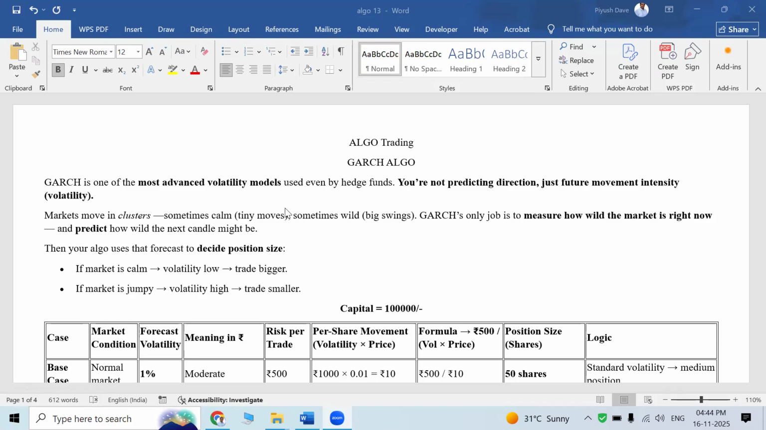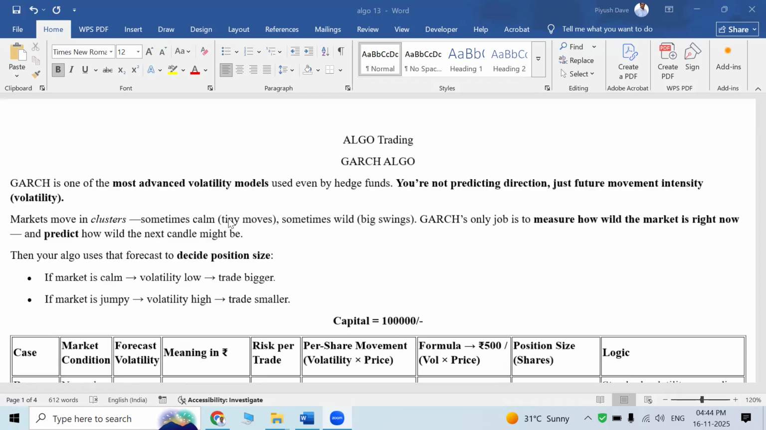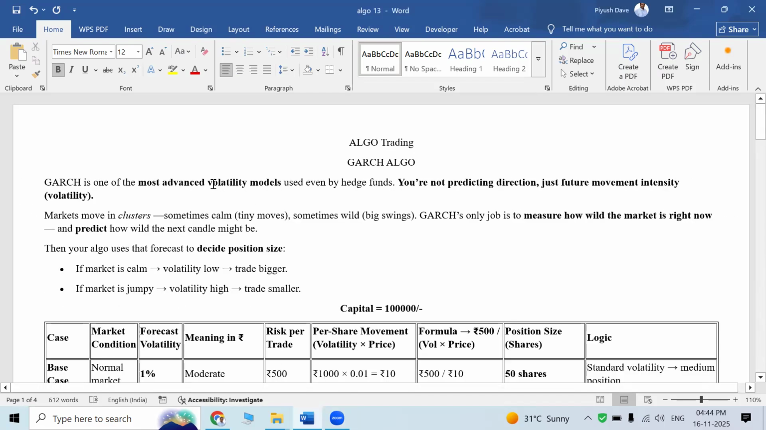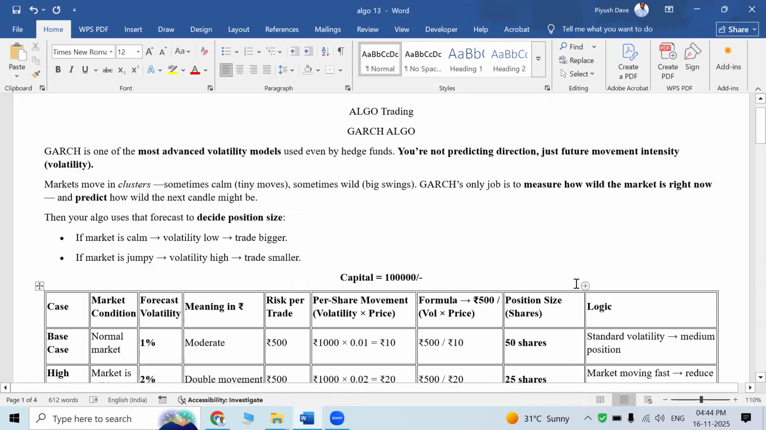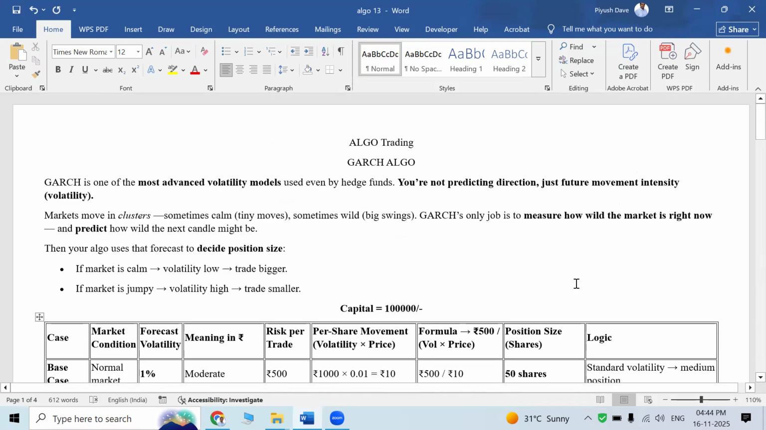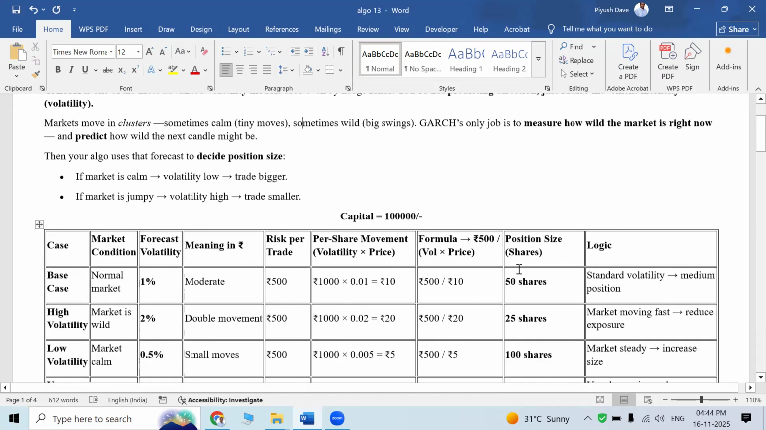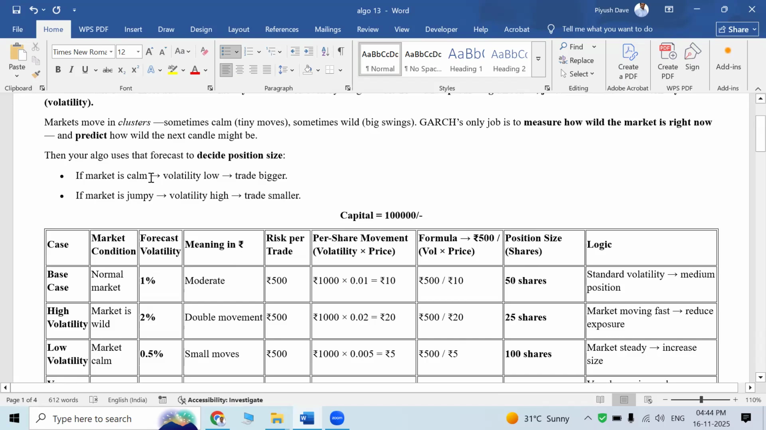Now, this method is very interesting. It works with the logic of volatility. If the volatility increases, we are going to reduce the position size. That is the logic behind the whole algo. Because if there is a wide movement, we may lose more capital, and if there is a calm movement, we may lose only a very small amount if the trade goes against us.